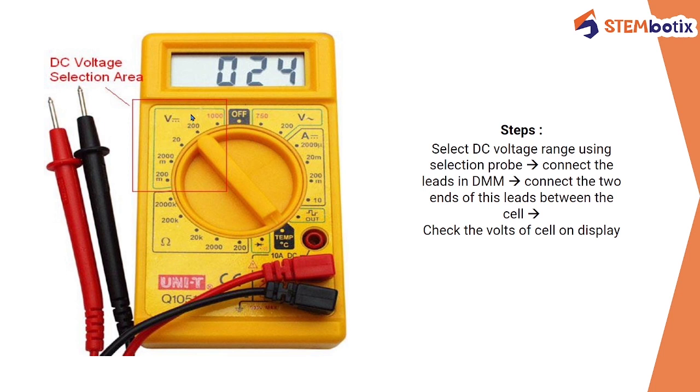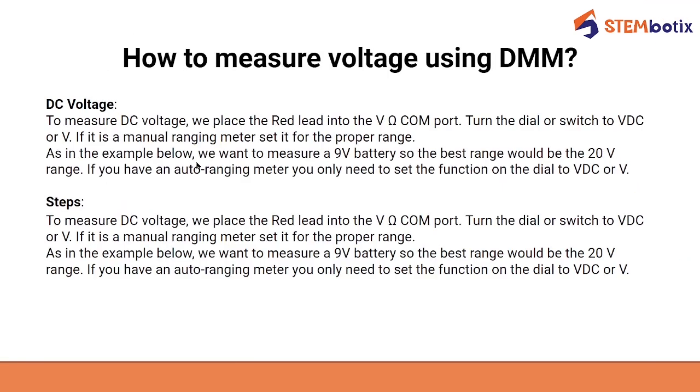So whenever you are measuring the voltage of a battery or cell, just select your probe area over here. We have a 9-volt cell, so you will select this range of 20 volts. As an example, we want to measure a 9-volt battery, so the best range would be 20 volts. This is a manual meter, but if you have an auto ranging meter, you only need to set the function, meaning you just select the voltage quantity.